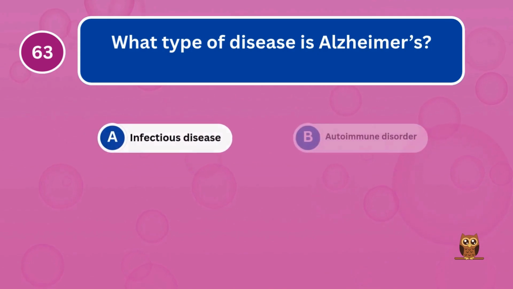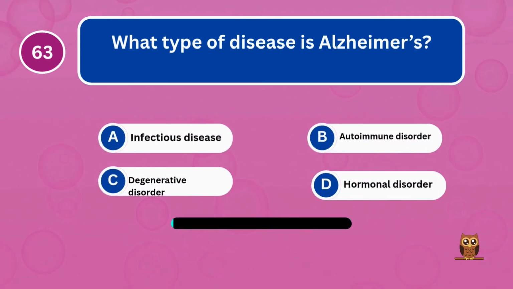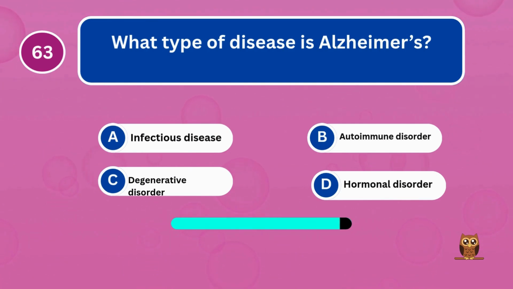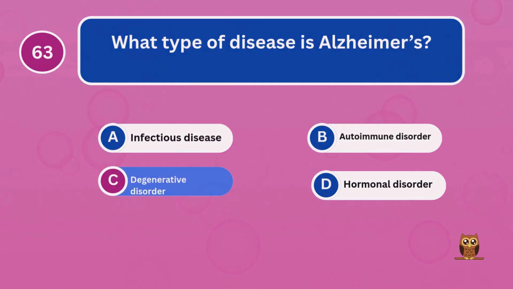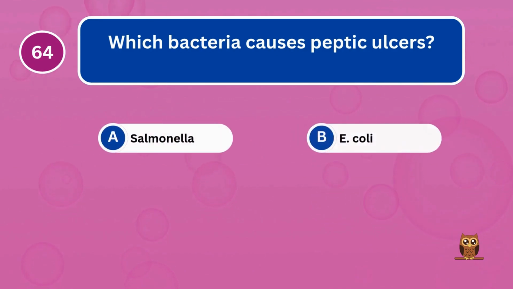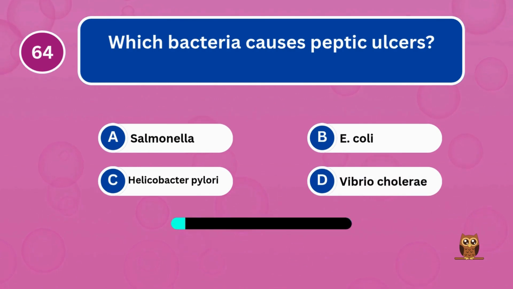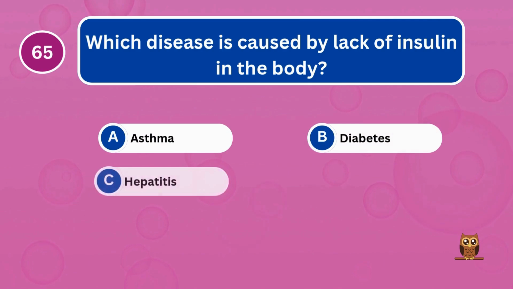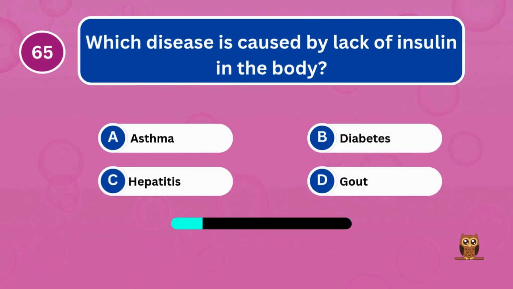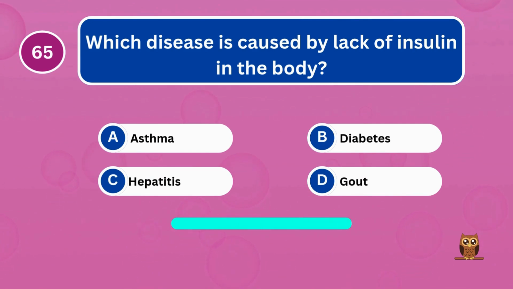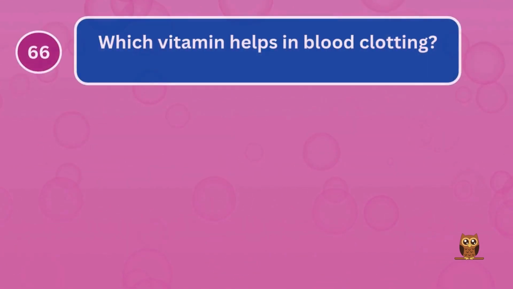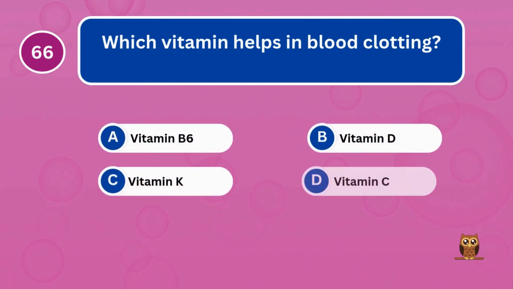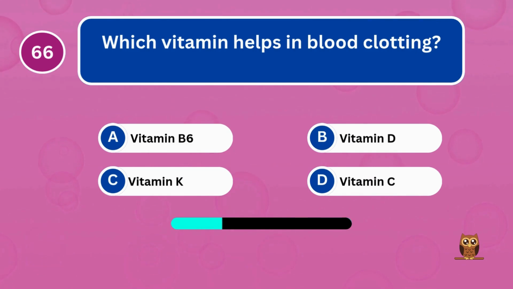What type of disease is Alzheimer's? Degenerative disorder. Which bacteria causes peptic ulcers? Helicobacter pylori. Which disease is caused by lack of insulin in the body? Diabetes. Which vitamin helps in blood clotting? Vitamin K.